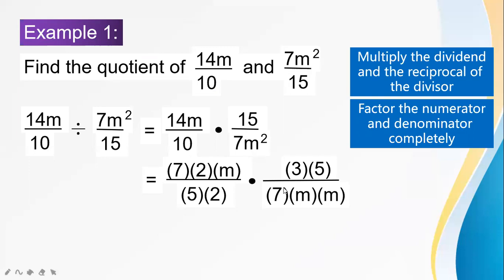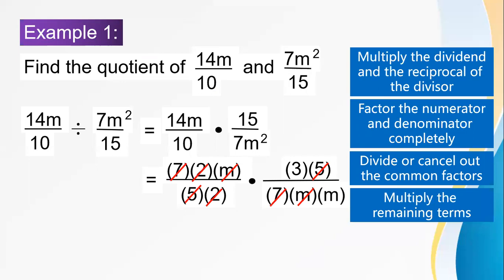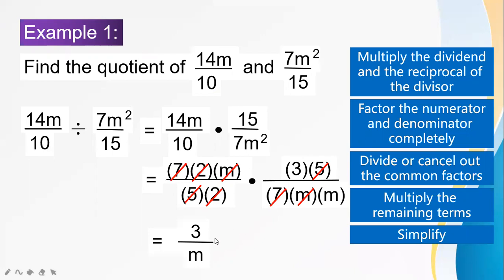Then copy 7. Next, divide or cancel out the common factors. So you cancel out the common factors. 7 is the common factor. 2, 5, then we have m. Next step is multiply the remaining terms. So this will be the remaining terms, and then this will be the remaining terms. So we simplify, and therefore 3 over m. So therefore this will be your answer.